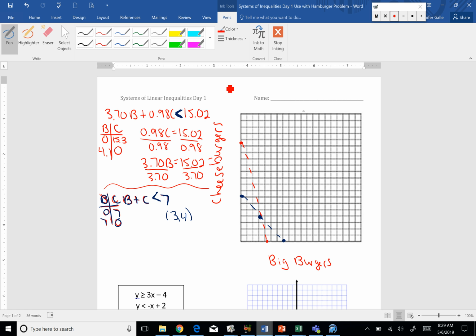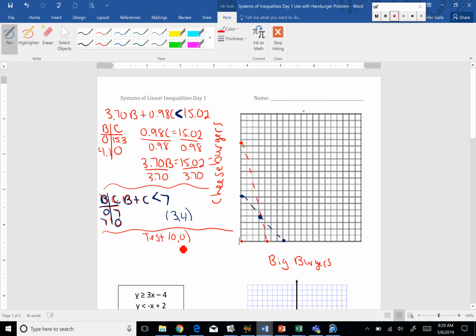So now here's a great refresher for some of us. Some of us on our quiz last class, we kept shading the wrong way. So here's a great refresher. How do I decide which way to shade? Easiest point in the world to test is 0, 0. Here's where it's at on my graph. And let's go ahead and test 0, 0.